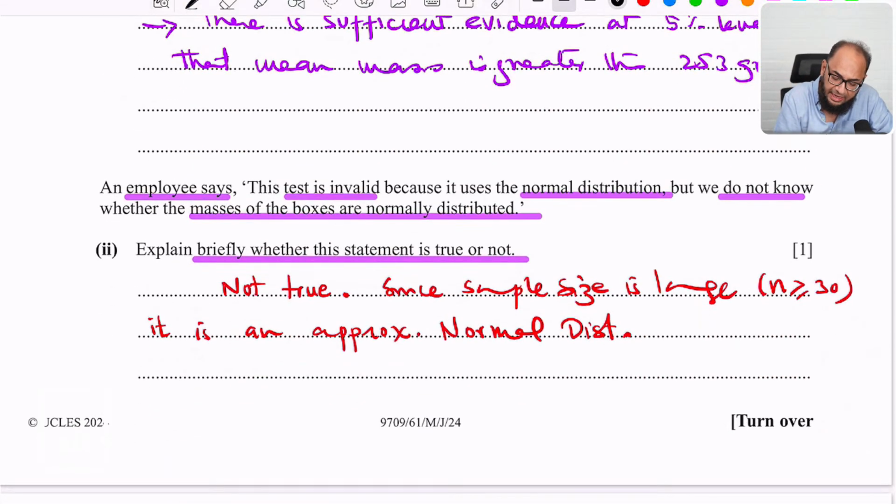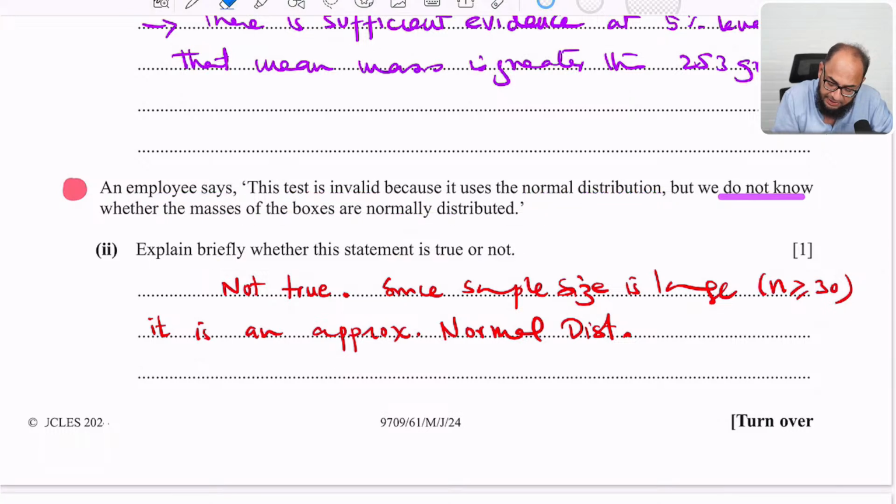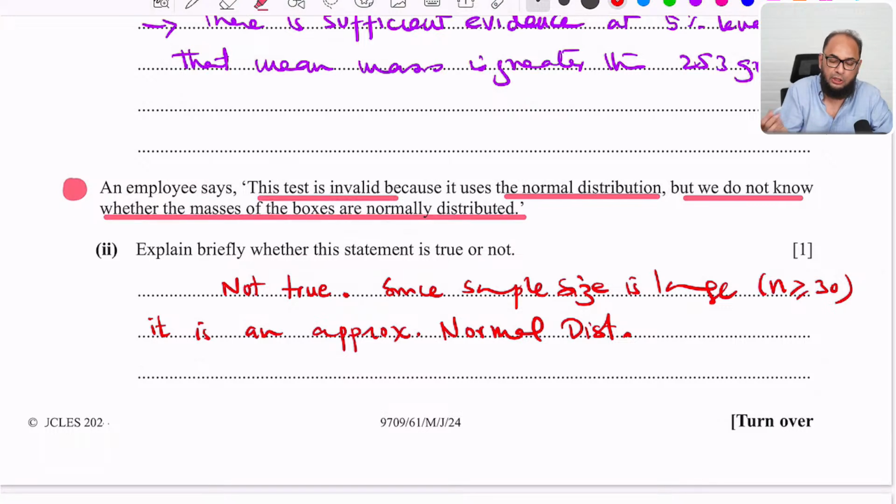But over here, they have asked it in another way. An employee says that this test is invalid because it uses the normal distribution. But we do not know whether the mass of the boxes are normally distributed or not because it was not stated. So how would you justify it? Explain briefly whether the statement is true or not.